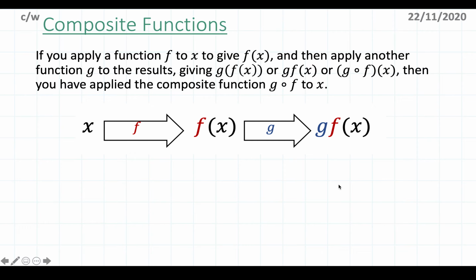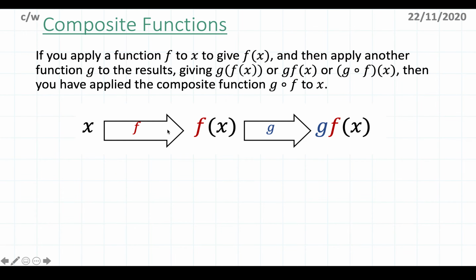Since we practice composite functions, it's good to put a more formal definition now. Basically, if you apply a function f to x, and it gives you f of x, and then apply another function g to your answer, you'll get g of f of x. Then you have applied the composite function g of f of x. Obviously, you can do it in any order you want, but the order matters depending on the question given.